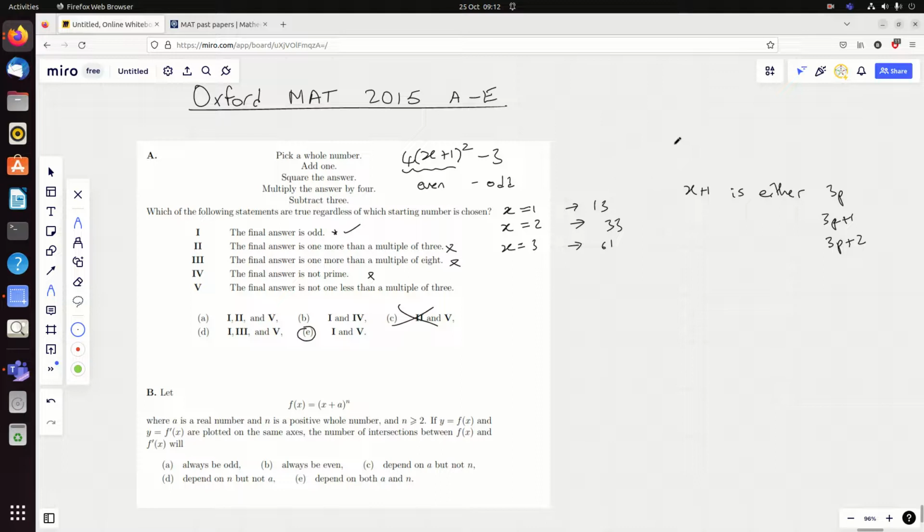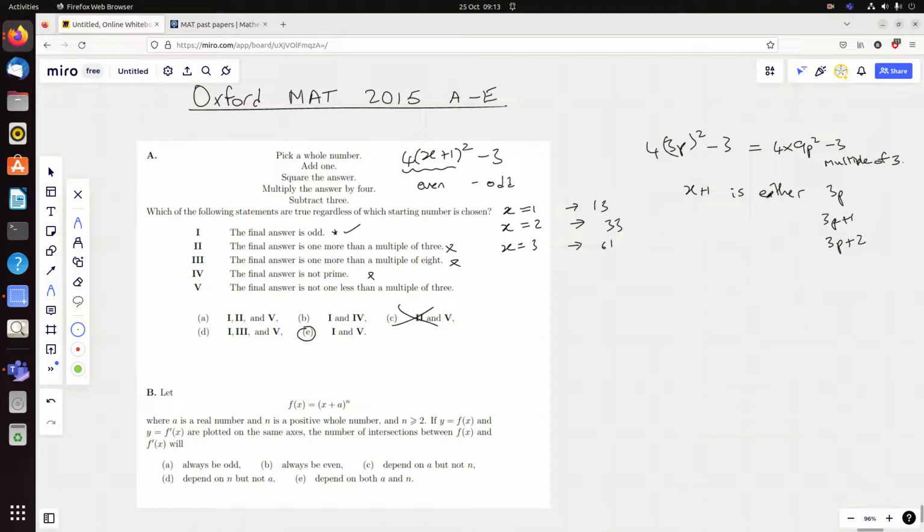Yeah, so that's pretty obvious because you're going to get 4 times (3p) all squared minus 3. The key thing is it's 4 times 9p squared minus 3, which is clearly a multiple of 3. So when x plus 1 is a multiple of 3, the final answer is a multiple of 3.